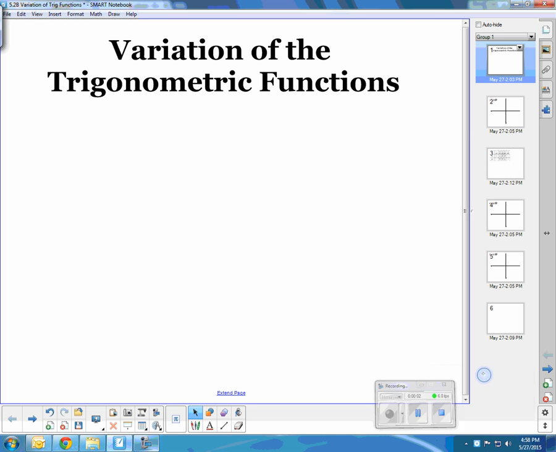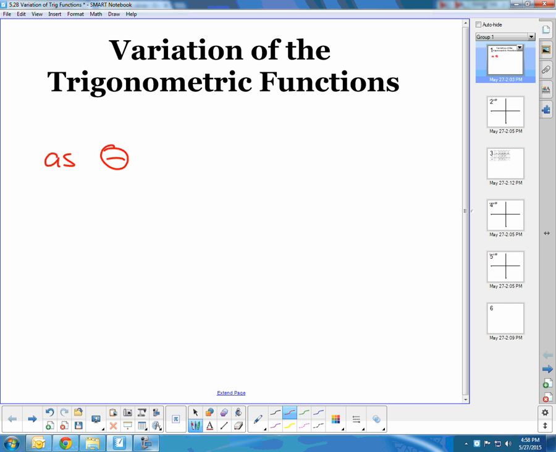In this video, we are going to take a look at the variation of the trigonometric functions. What that means is we are going to look at what happens as our angle theta does something, maybe increases or decreases, etc., something of that nature. What happens to the ratio that we get out of it?